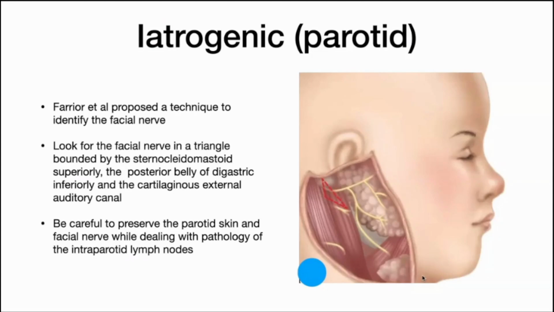Another cause is iatrogenic injury in parotid surgeries done in kids, where the facial nerve lies very superficial. One technique has been advocated by Farrier et al. to identify the facial nerve. We look for the facial nerve in a triangle bounded by the sternocleidomastoid, the digastric, and the external auditory canal. Since the facial nerve in children lies in a very superficial region, it is safer to look for it in this triangle.